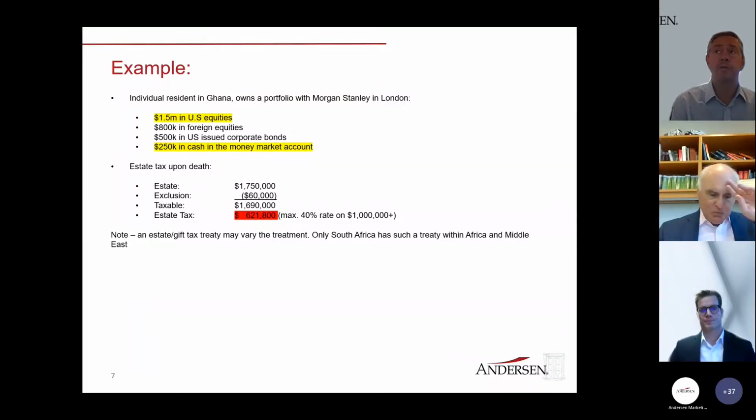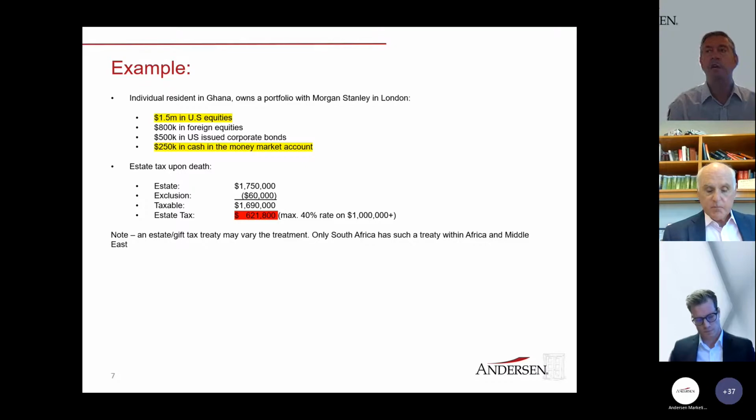And within that portfolio, there's four types of assets. There's $1.5 million in US equities. And what I mean by US equities is shares in corporations that are actually incorporated in the US. So, using the example, IBM would be a US equity for that purpose. The 800,000 in foreign equities, 500,000 in US issued corporate bonds, and 250,000 in cash, but in a money market account. And we're going to assume for that purpose that money market account is actually in the US.